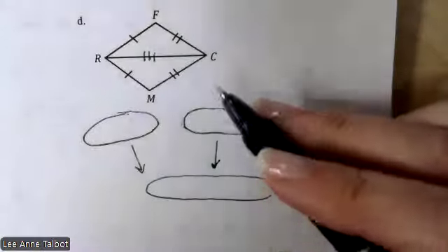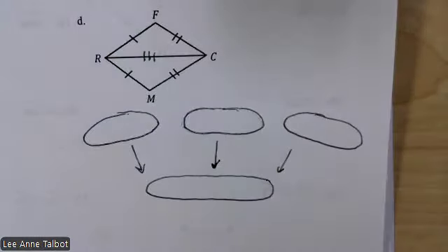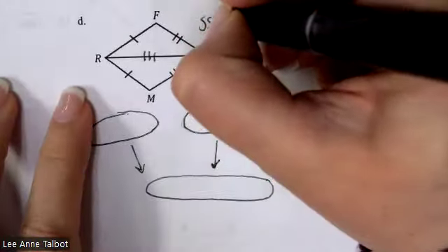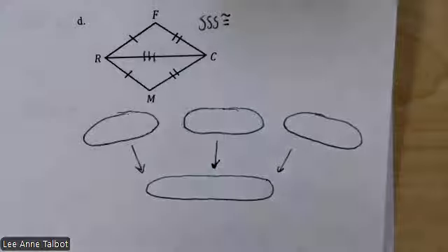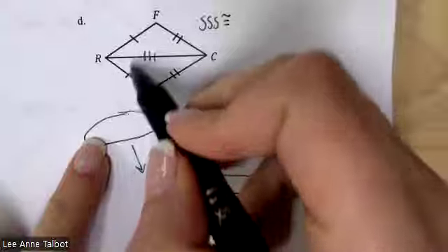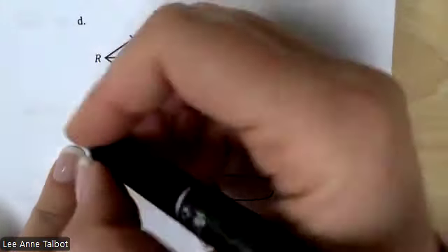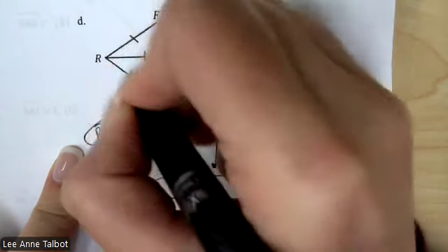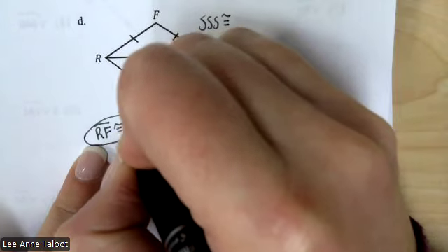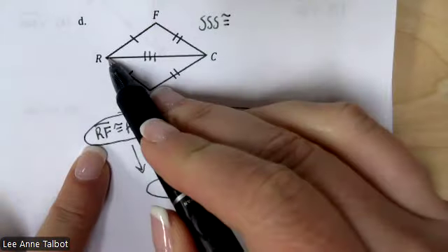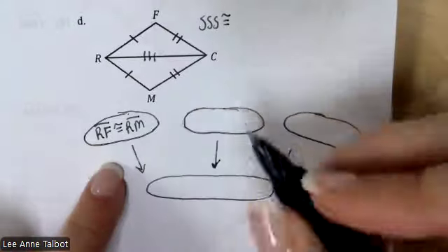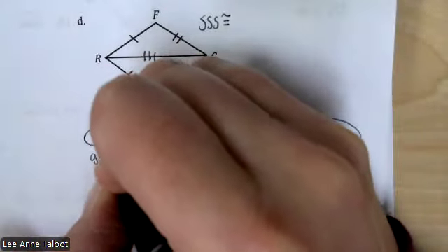Okay, now taking a look at this picture, which one of the triangle congruences is this? Side, side, side. Okay, great. Okay, now let's start with the ones that have one tick mark on them. How many letters do I use for a side? 2. And this one is going to be RF is congruent to RM. And that was marked on the page when I got to the problem, so that's given.